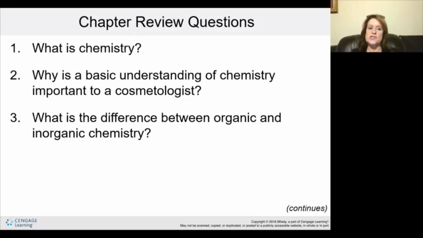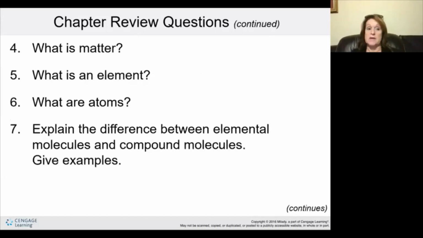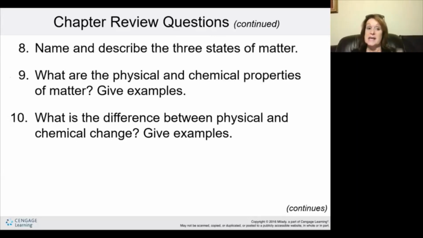So for the questions that you're going to answer: Number 1, what is chemistry? Number 2, why is a basic understanding of chemistry important to cosmetologists? Number 3, what is the difference between organic and inorganic chemistry? Number 4, what is matter? Number 5, what is an element? Number 6, what are atoms? Number 7, explain the difference between elemental molecules and compound molecules. Give examples. Number 8, name and describe the 3 states of matter. So name them and then describe them.